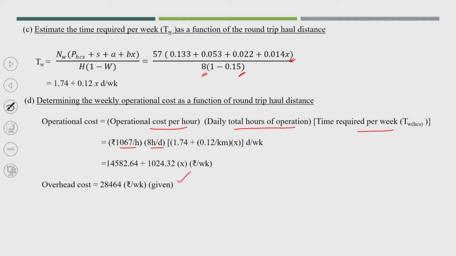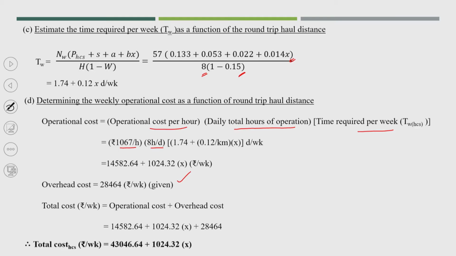Now, the overhead cost is already given in the problem. So the total cost will be the overhead cost plus the operation cost. We can calculate the total cost by summing with the overhead cost. Finally, one equation will come up: the total cost is 43,046.64 plus 1024.32x. This is the total cost value for the hauled container system.